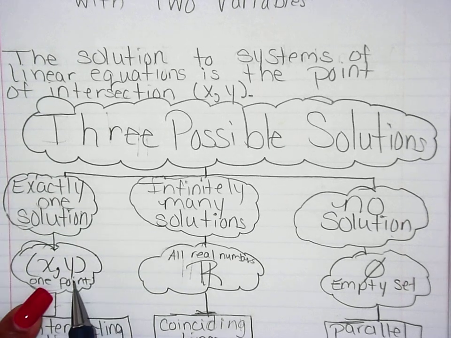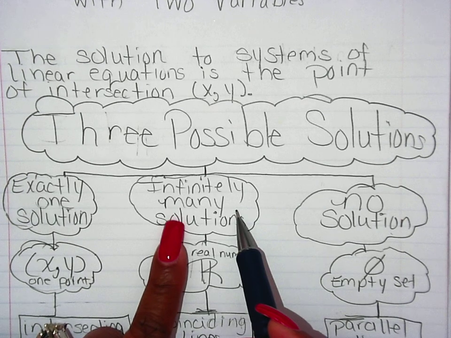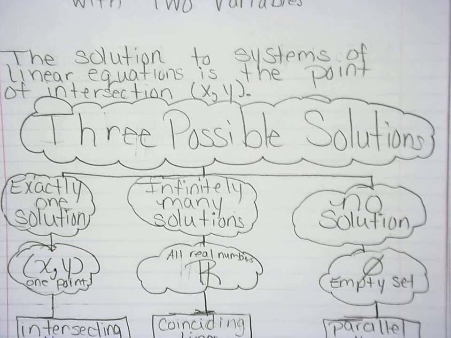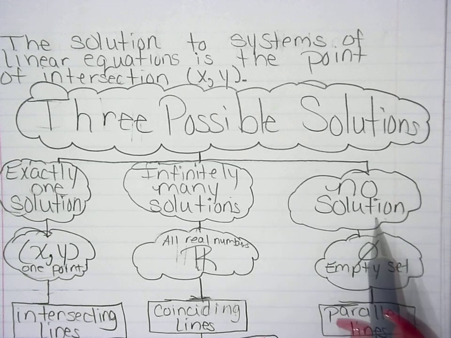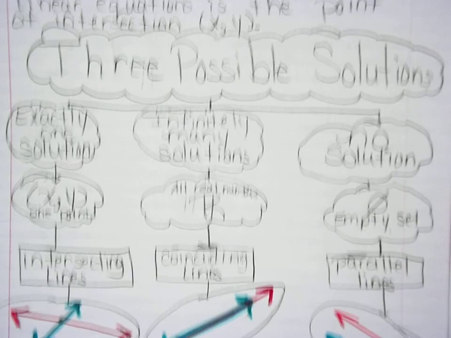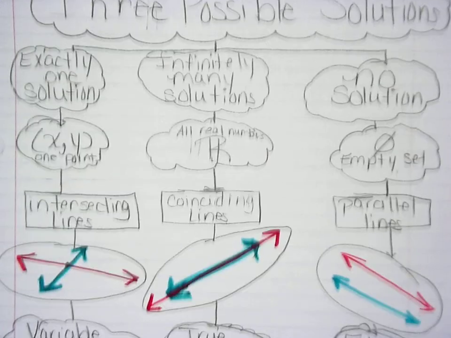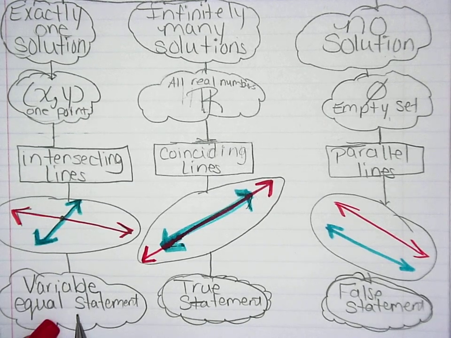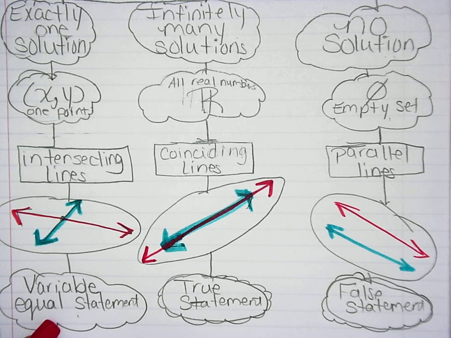One solution, you're going to give me an ordered pair, the x and the y value. If it's infinitely many solutions, you just say infinitely many solutions or just all real numbers. If it's no solution, it's going to be the empty set. Since we're doing this algebraically, we're going to end up with variable equals statements, meaning we'll end up with x equals a value, y equals a value.